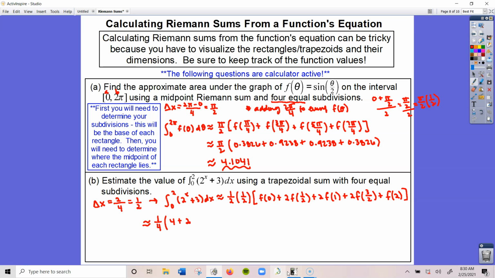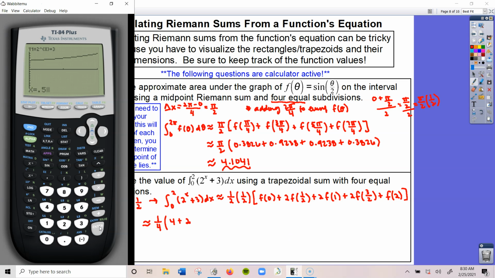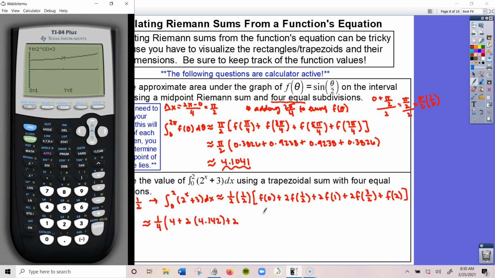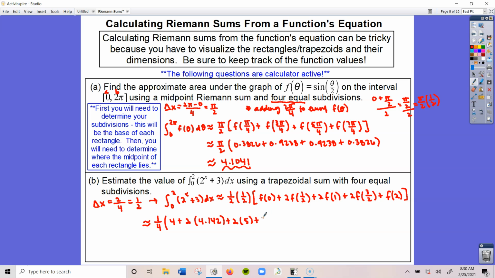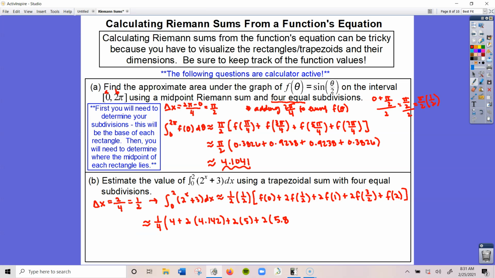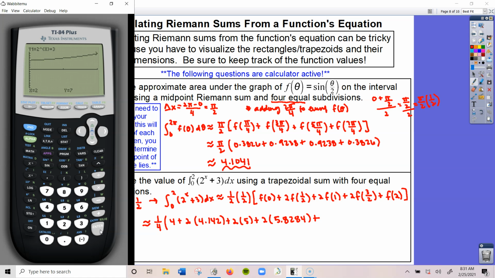plus 2 f of 1/2. So let's just put 0.5, which is 4.142, plus 2 f of 1, which is 5, plus 2 f of 3 over 2, or 1.5, which is 5.8284, plus finally f of 2, which is 7.